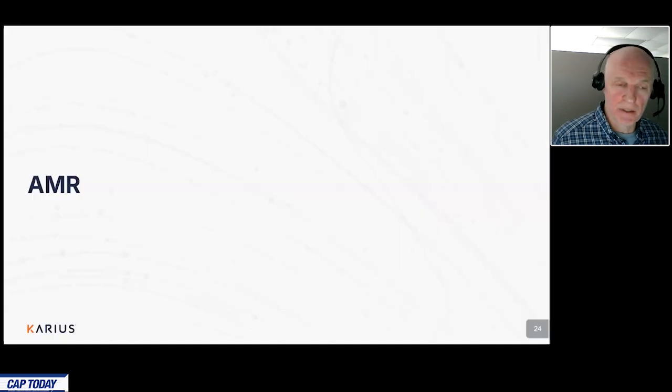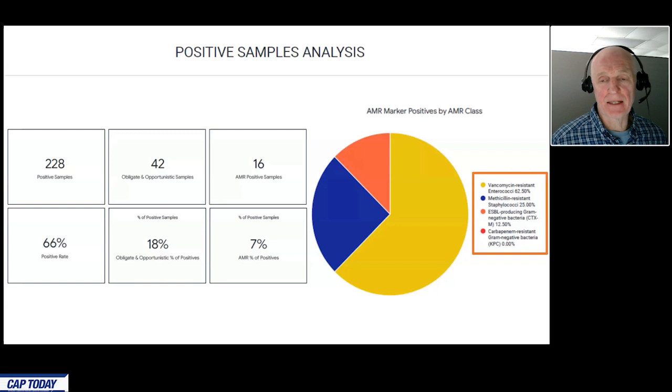Speaking of drug resistance, the Karius test does detect multi-drug resistant organisms, aka MDROs, including VRE, MRSA, ESBL producing gram-negative bacteria, as well as carbapenem resistant Enterobacteriaceae, commonly referred to as CRE.